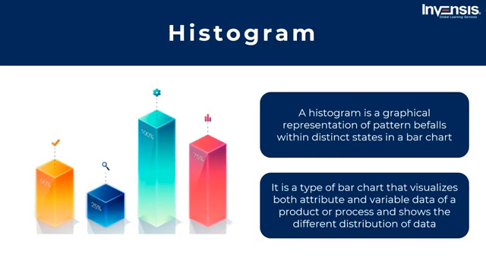In simpler words, it is a type of bar chart that visualizes both attribute and variable data of a product or process and helps users show the different distribution of data and amount of variation within a process. So, it should be designed properly to easily utilize and understand those working in the operation process.